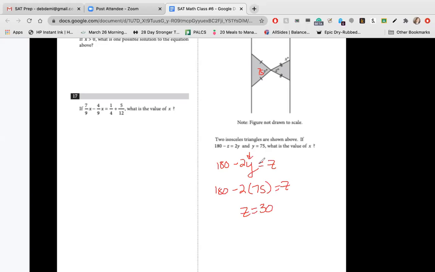Oh, this is not too bad. So z equals 30. This is an isosceles triangle, so you know that this equals this. So I'm going to subtract it from 180, and 180 minus 30 is 150. So this one's 75, and this one's 75. And so this is going to make a straight line, so that one has to be 105. So the answer is x equals 105 degrees.